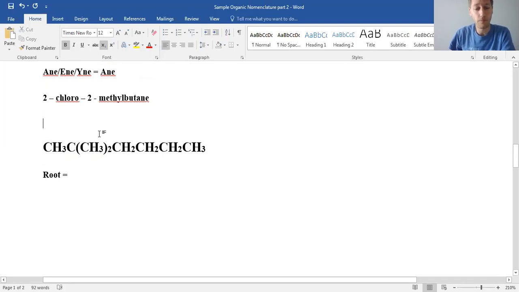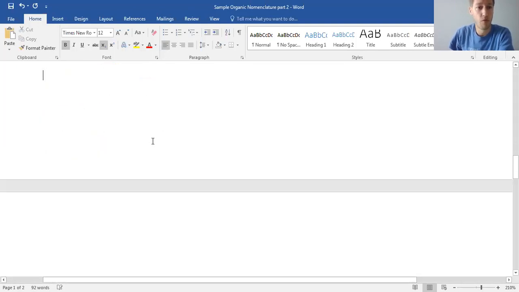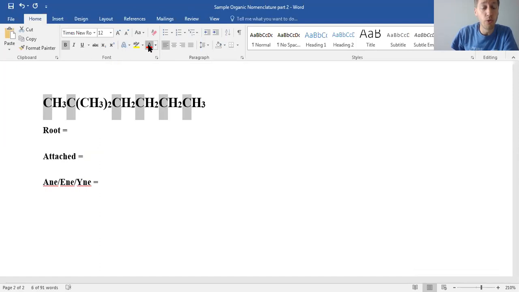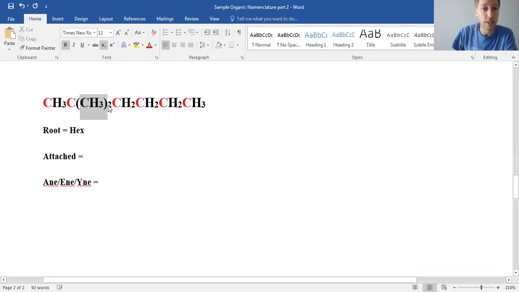So let's go ahead and do this next one here. First we count carbons in the main chain. We have 1, 2, 3, 4, 5, 6. So the root of this guy here is going to be hex. What do we have attached? We have an attachment right here.